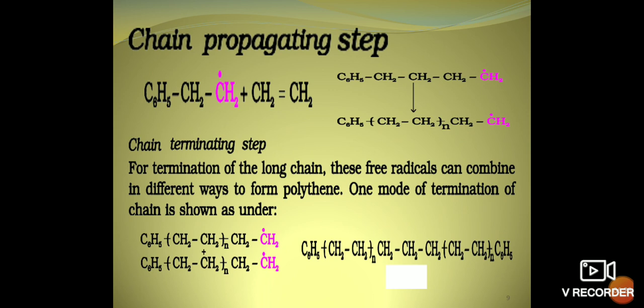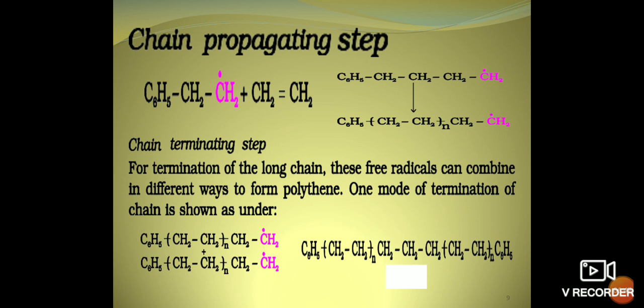Chain propagating step. This newer free radical again reacts with the monomer, the alkene, and it forms this molecule, giving rise to the desired polymer with again a free radical.